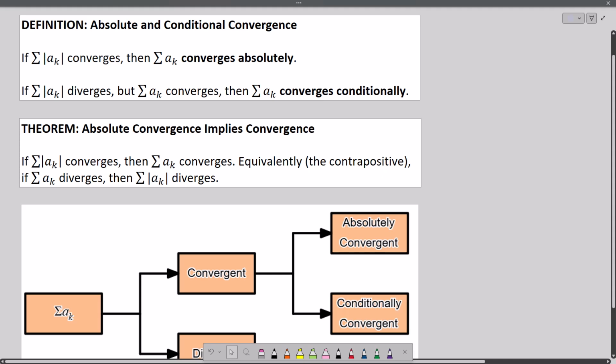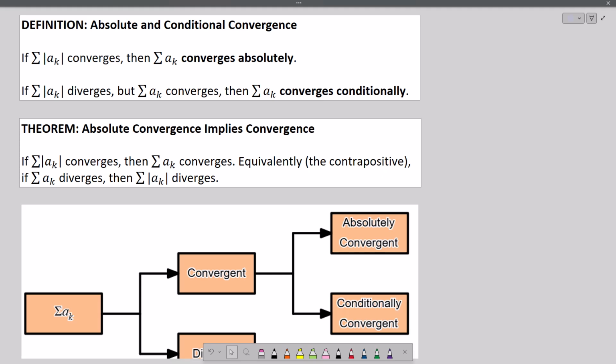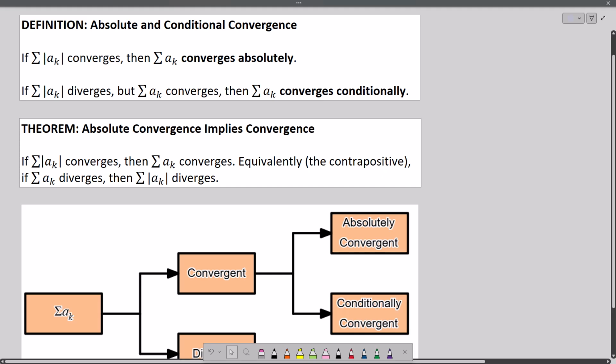If you put in the absolute values and you get divergence, but the series without the absolute value converges, then the convergence is called conditional. We'll look at some examples because it sounds more complicated than it is. Theorem that we won't use that much, but hopefully will make sense.